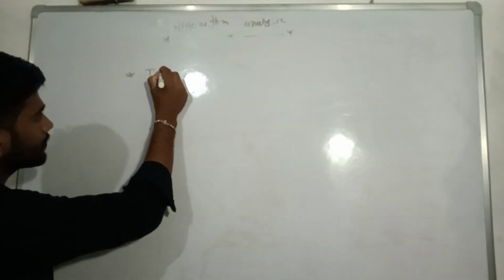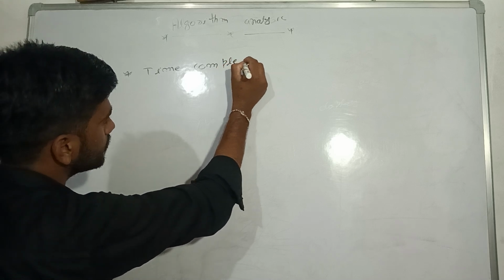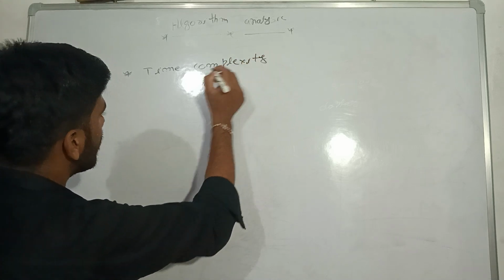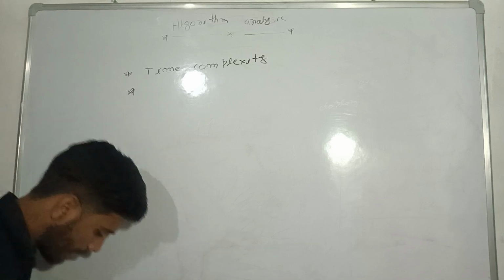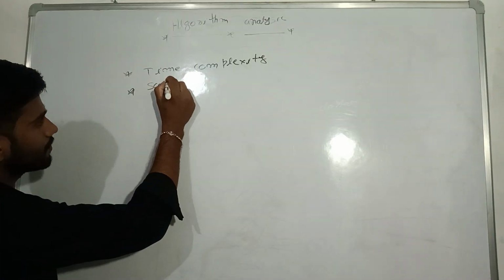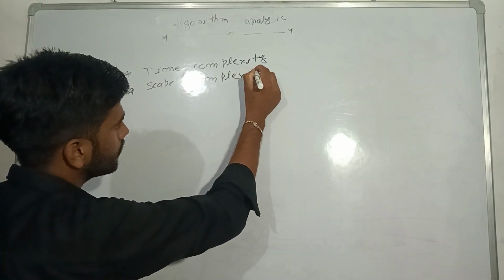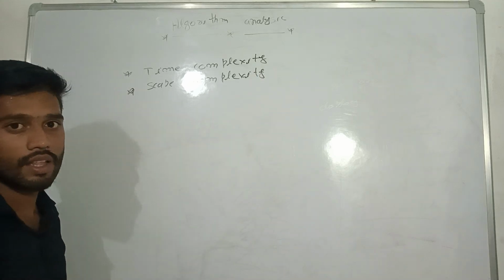First one is the time complexity, and second is the space complexity. Space complexity, right?